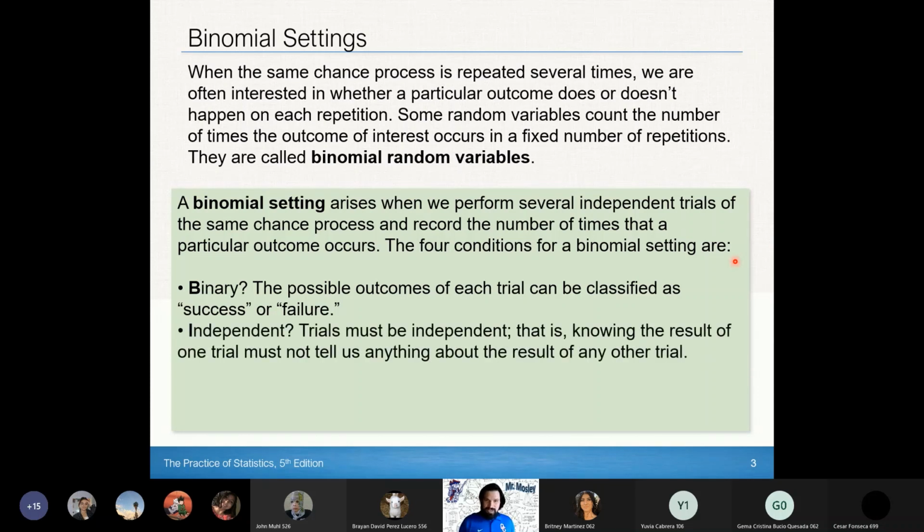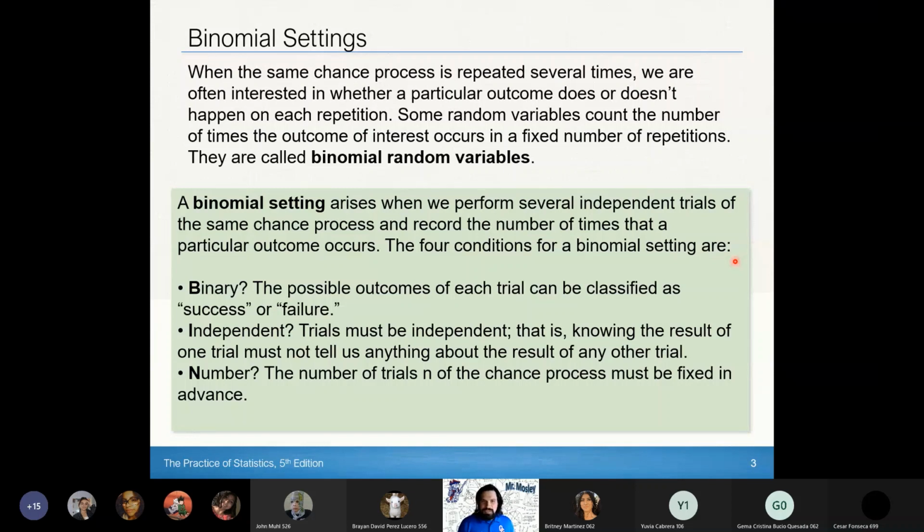Number two, is it independent? Trials must be independent. That is, knowing the result of one trial must not tell us anything about the result of another trial. This is the same definition of independence that we've used previously. So again, we have to check this condition of independence for a binomial setting to be occurring.